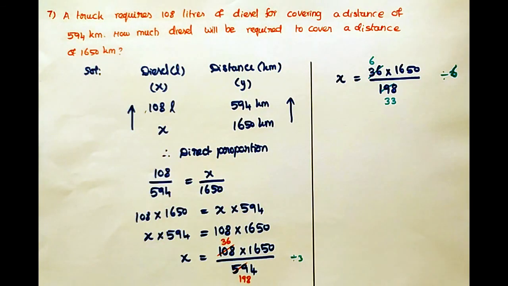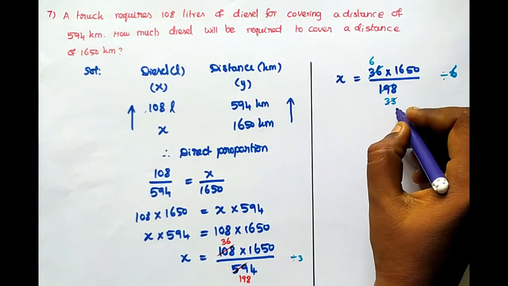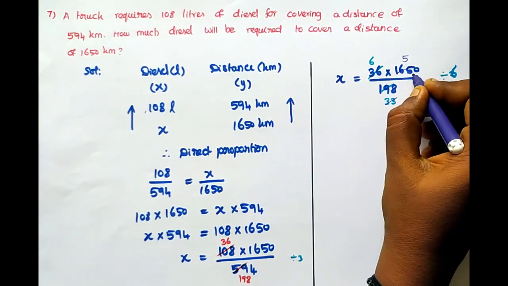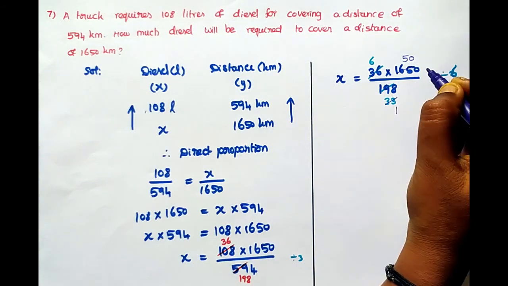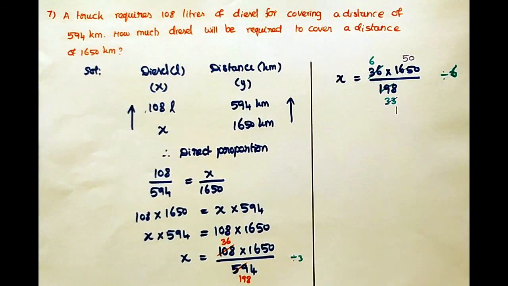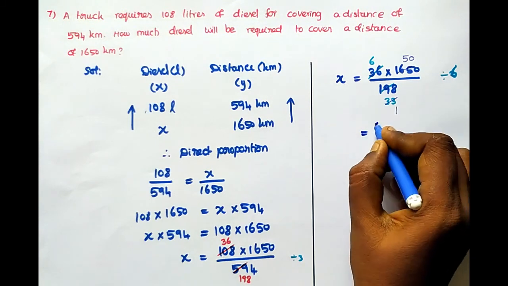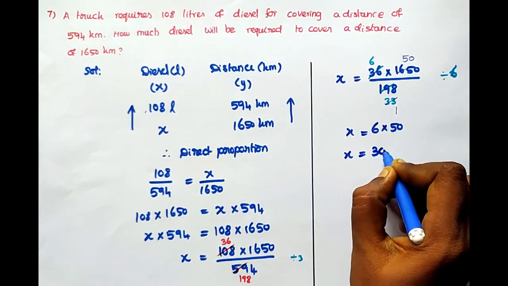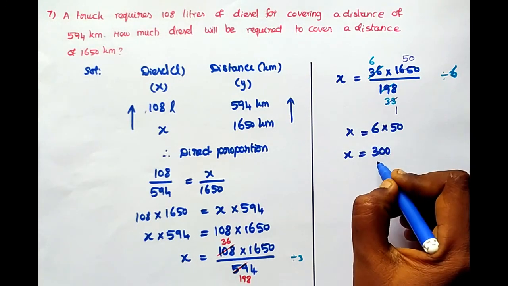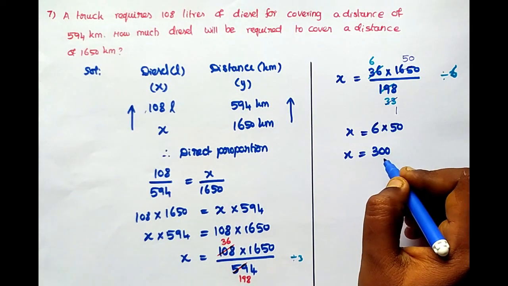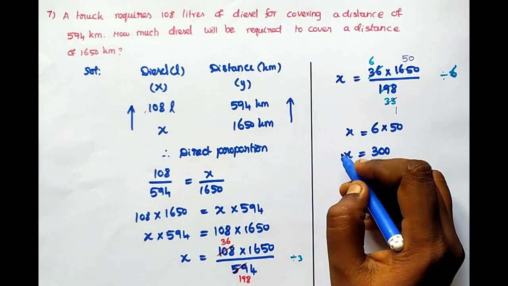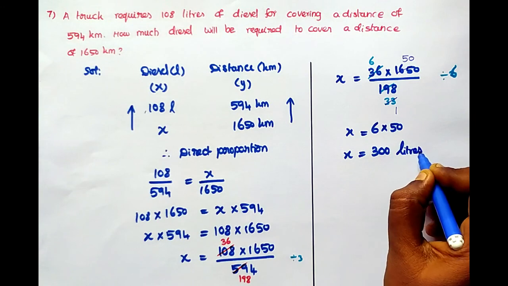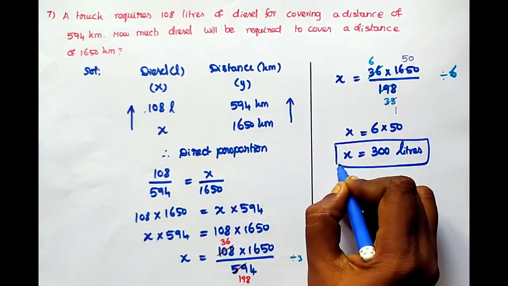Now 33 1 is 33, 33 5s are 165. Put the 0 means 50. Now remaining number 6 into 50. So x equal to 300. 6 5s are 30. Put the 0 means 300 liters. That is the answer.